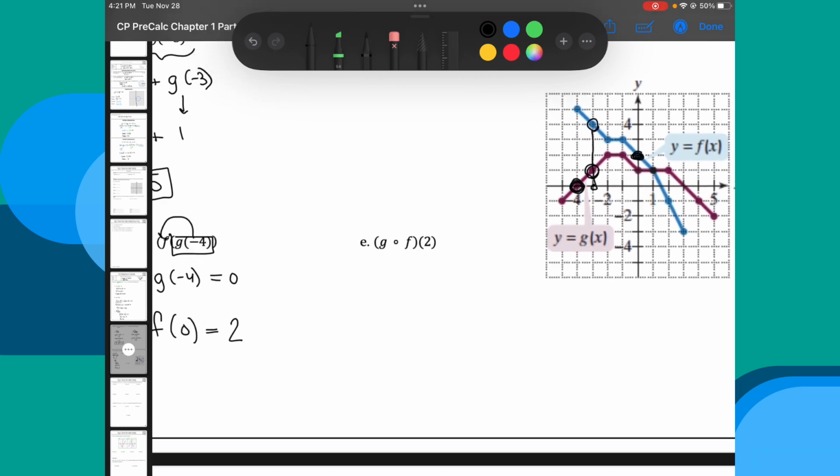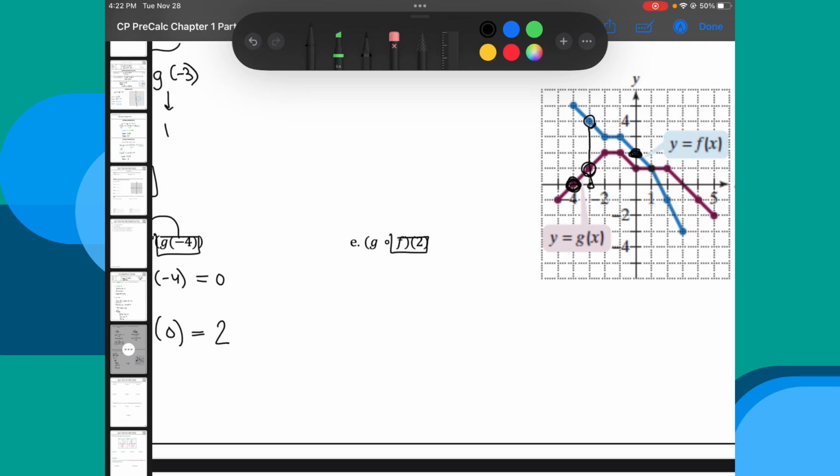I'll show you another one. So let's find f of 2. We're going to go to our x value of 2, and go to our f function, which is the blue function. So f of 2 is equal to negative 1. And then we're going to find out what g of negative 1 is. So here's negative 1, and we're going to go up, and g of negative 1 is 2.